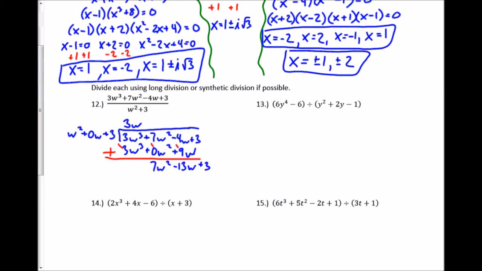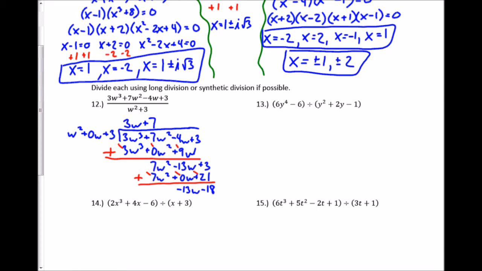And now I start the process over again. W squared times what will give me the 7w squared? It's going to be a plus 7. So now I multiply, that's a 7w squared plus 0w plus 21. And now I'm going to subtract, which once again is the same as adding the opposite. And when I do that, it gives me a negative 13w minus 18.